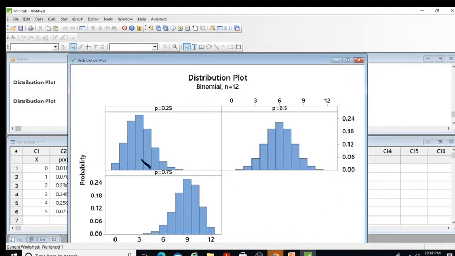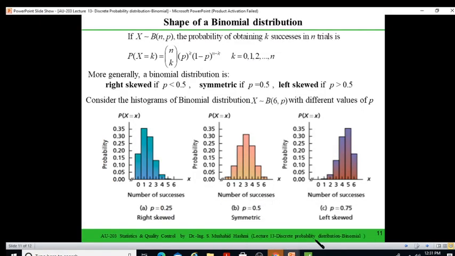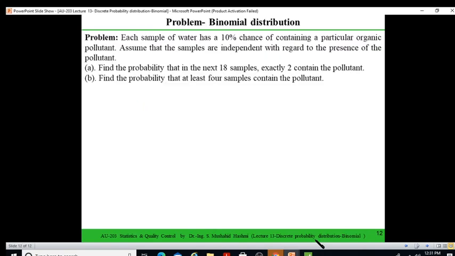Let's say here you see when you have a probability 0.5, then you have a symmetric distribution, and when you have 0.25, then you have right skewed, and if you have 0.75, then you have left skewed. So the shape of the distribution changes if your probability of success changes in different distributions. So all these distributions are representing the random variable and their corresponding probabilities, and we can see the variation in different probabilities.